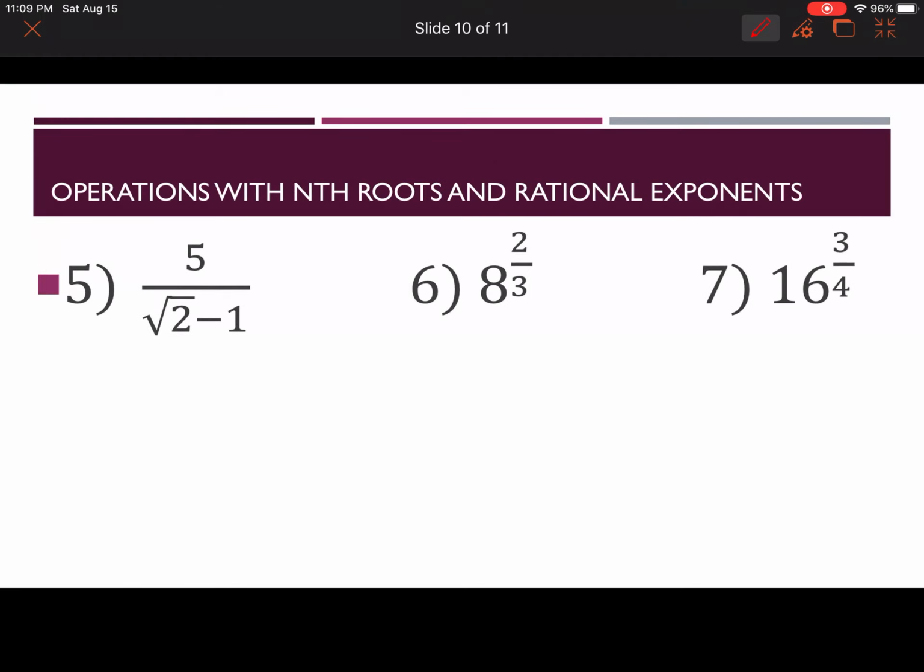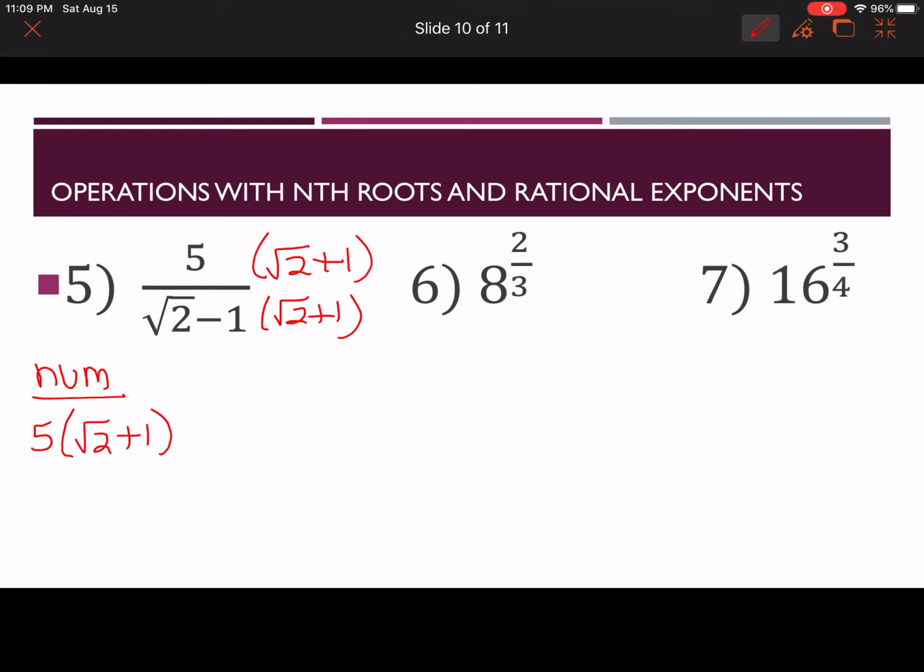For question 5, just like in appendix 7, we're going to multiply by the conjugate, and that would be the root 2 plus 1 top and bottom. So I like to break this apart into numerator and denominator. So 5 times the square root of 2 plus 1 is 5 root 2 plus 5.